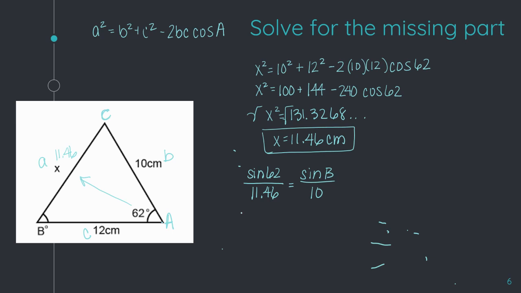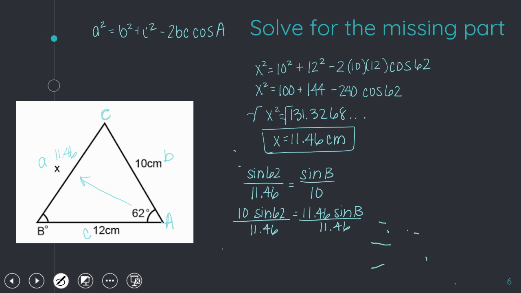Now I'm going to cross multiply. So I'm going to multiply 10 times sine of 62. And that's going to be equal to 11.46 times the sine of B. Remember, I'm going to divide by 11.46. And that is going to give me what the sine of B is equal to.